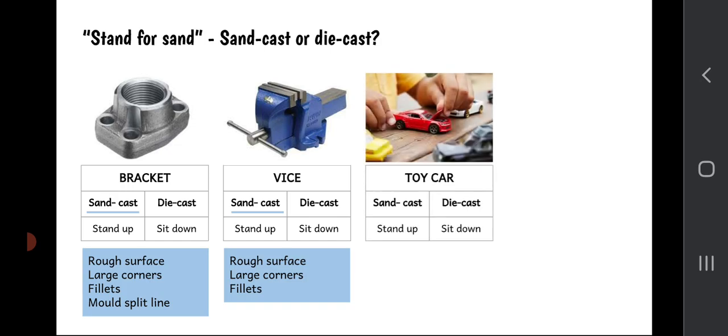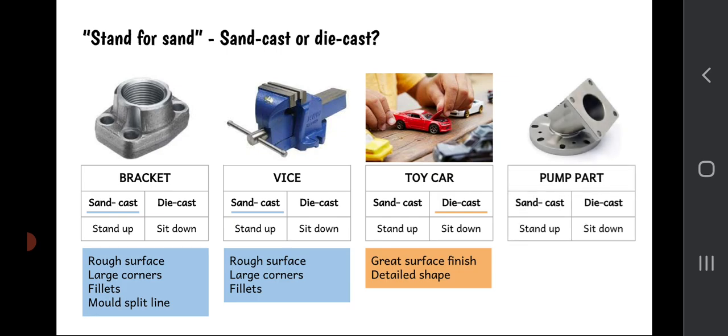What about the metal part of a toy car? Sand cast or die cast? Well, I can tell from the photo that it's shiny, has a good surface quality. That's the first indication that it's been die cast. And it's also a detailed shape. It looks as though it's been sculpted. Both those things tell us that it's been die cast.